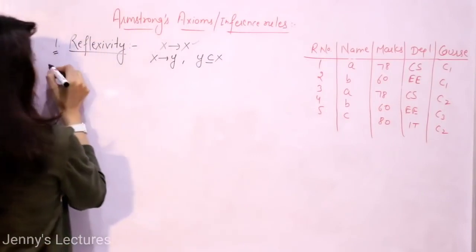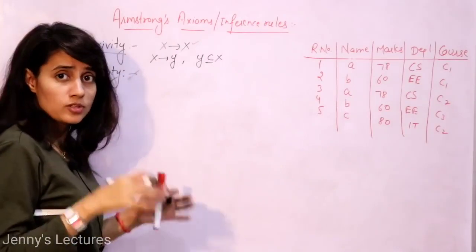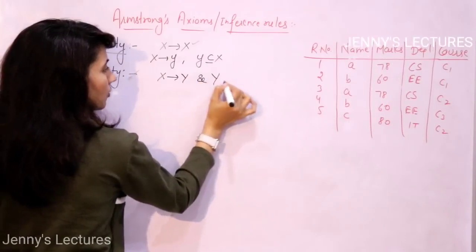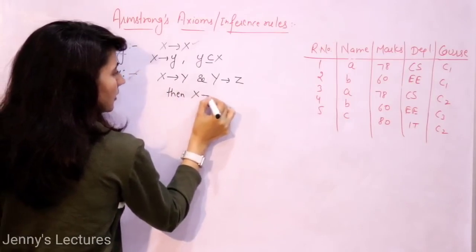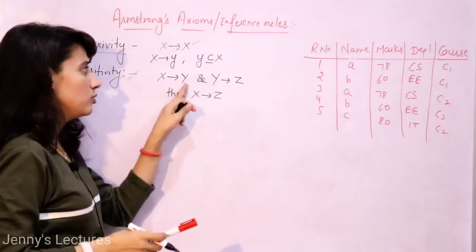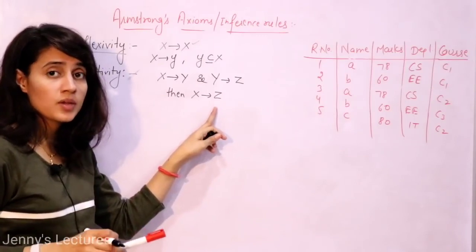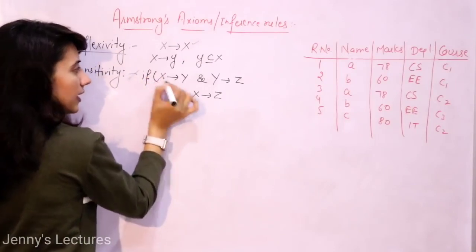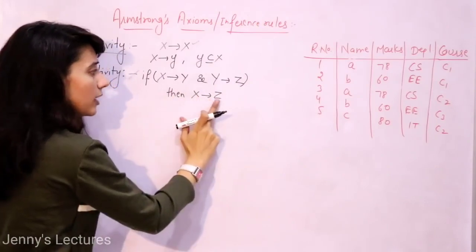Now the next rule is transitivity. So what is this rule? If I ask you this, then many of you will say that x determines y, y determines z, then x determines z, right? Fine. Or maybe simply you will say x determines y, y determines z, and x determines z. This is the transitivity rule, right? But here one word is very important. If x determines y and y determines z, then x determines z.